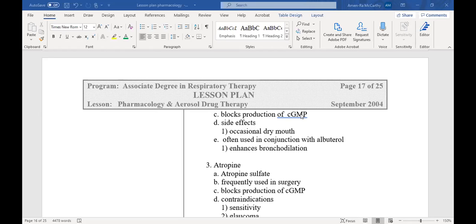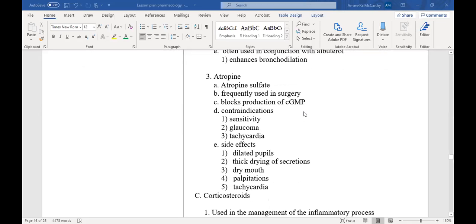All right. Now, some of the side effects of that will be dry mouth. Pretty much the only side effect of it is a dry mouth. And we usually use it in conjunction with albuterol. That's the first medicine that is an anticholinergic, and there's only one more. The second medicine that's an anticholinergic is atropine. Atropine is usually given because the patient's heart rate went down. If you have a patient and they become very bradycardic, the nurse is going to rush in and give atropine.